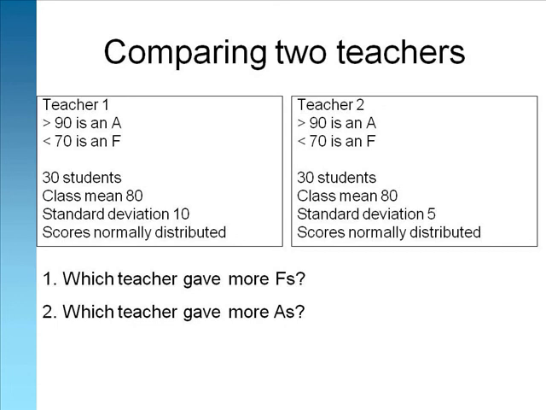We can use the normal distribution and z-scores to compare the two teachers described here. Since we know that their grades are normally distributed, we can answer the question: which teacher gave more F's? Which teacher gave more A's? See the next slide.